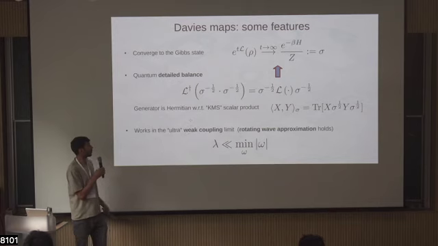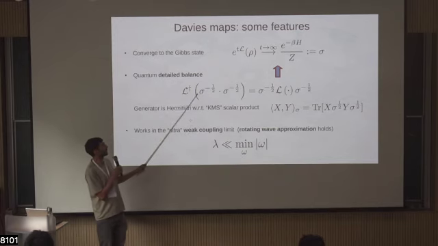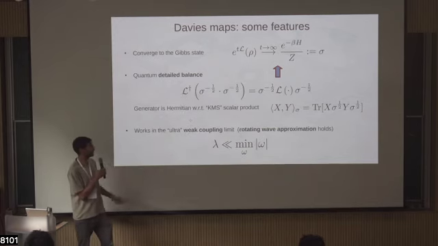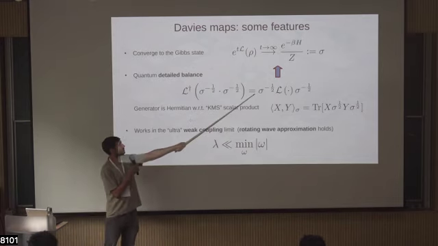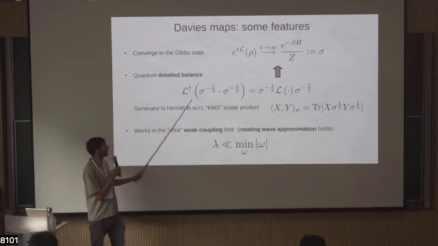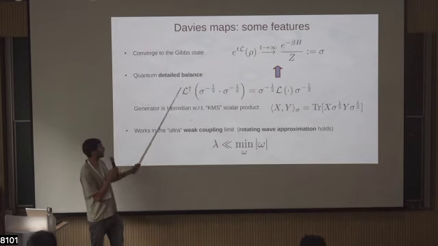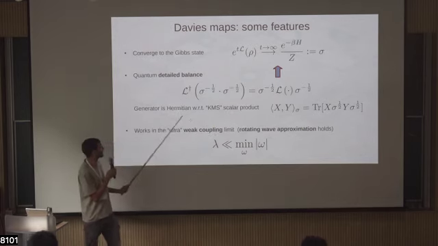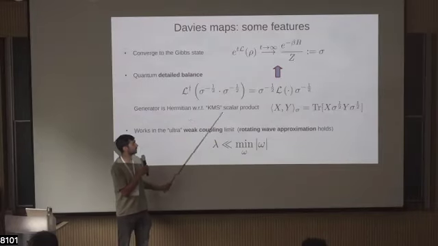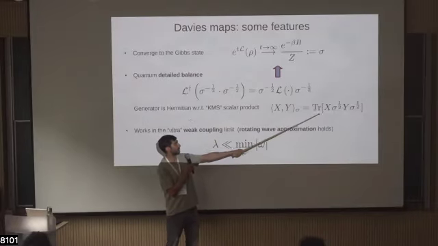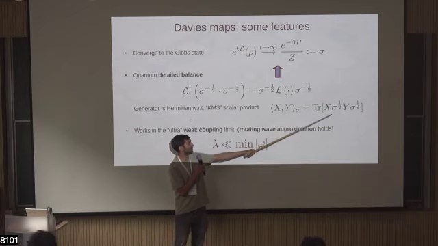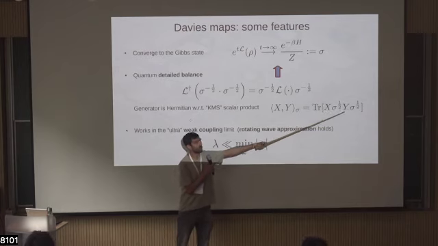And this quantum detailed balance, the way to state it is the following. We have the generator of my Markovian dynamics, and it has this property. Sigma is my Gibbs state, the fixed point. And what I'm saying is that this object here is Hermitian with respect to some scalar product called the KMS scalar product, which is a scalar product between matrices where I have the fixed point here.